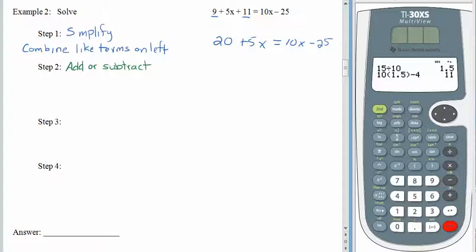I like my variable terms on the left. So I am going to move this one. This is a positive 10x. And what I'm going to do is subtract the 10x. I want to do that on both sides.